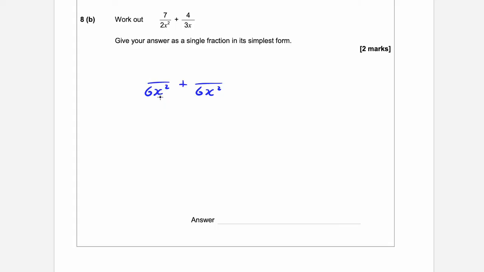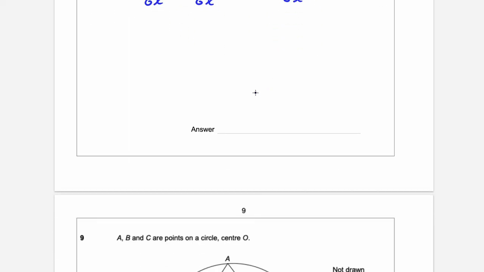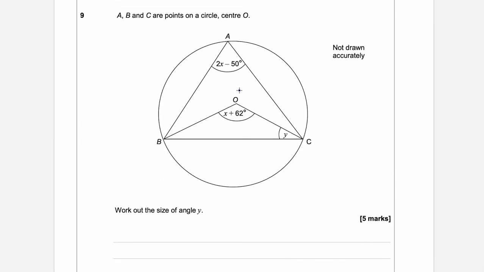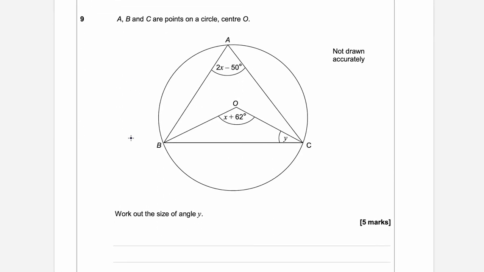2x squared into 6x squared goes 3 times. 3 times 7 is 21. 3x goes into 6x squared 2x times, so 4 times 2x is 8x. And that equals 8x plus 21 over 6x squared. Pretty easy. Okay, question 9. Work out the size of the angle y.